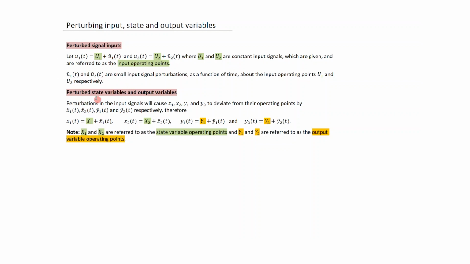We also have to perturb the state variables and the output variables. So that means x1(t) becomes X1 uppercase plus small signal variation of x1, similarly for x2, similarly for y1, and similarly for y2. So these X1 and X2 are referred to as the state variable operating points, and Y1 and Y2 are referred to as the output variable operating points. So we essentially have output variations, state variable variations, and input variations. So that's the starting point.